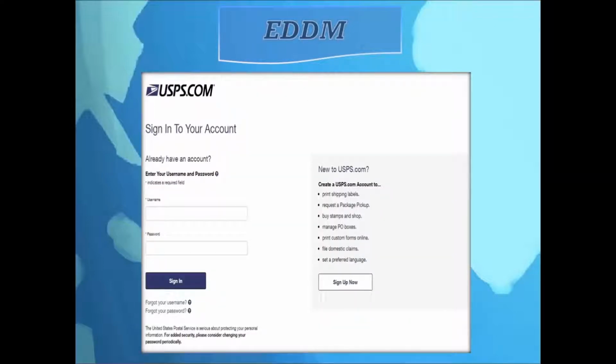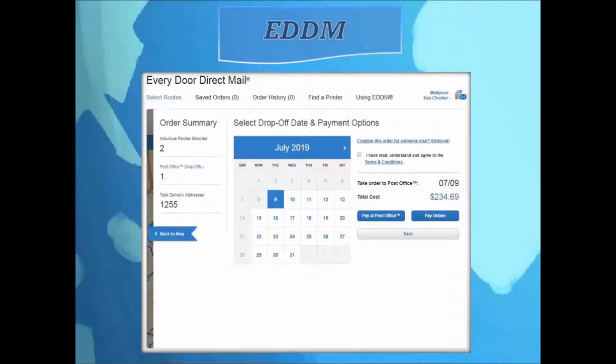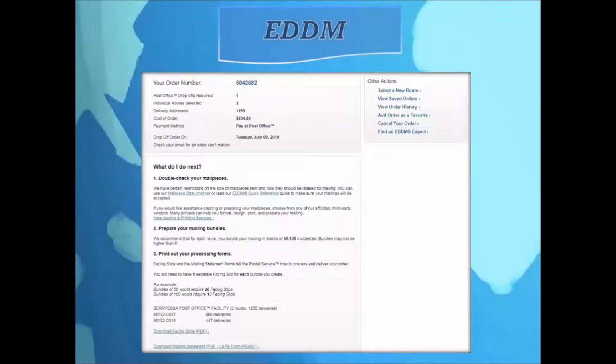When you're ready to check out, click Continue to create an account or sign in with an existing account. Here, you select the date you want to mail your letters and pay either online or at the post office. And that's it.